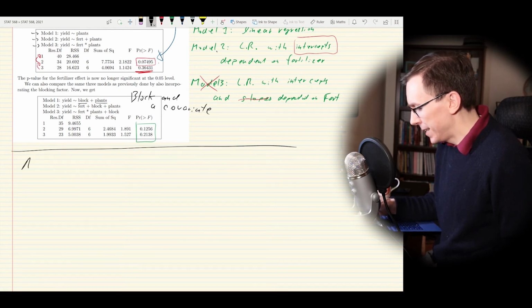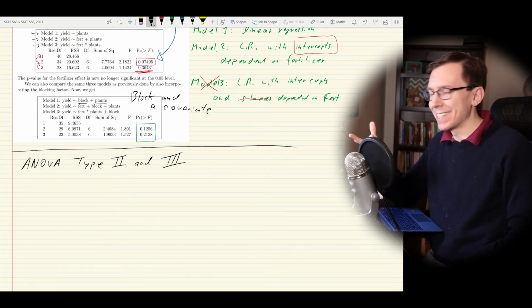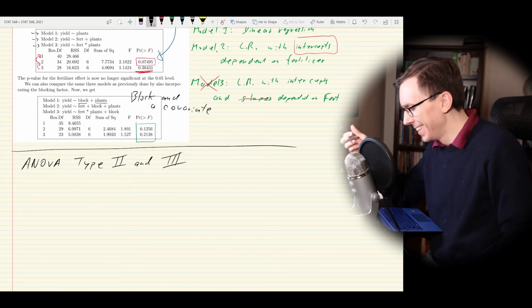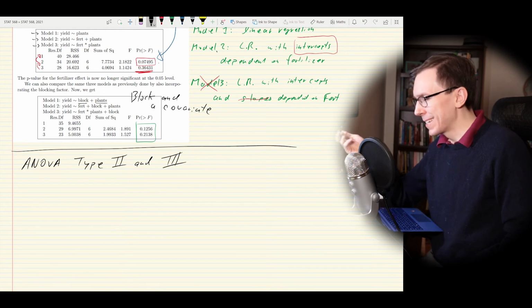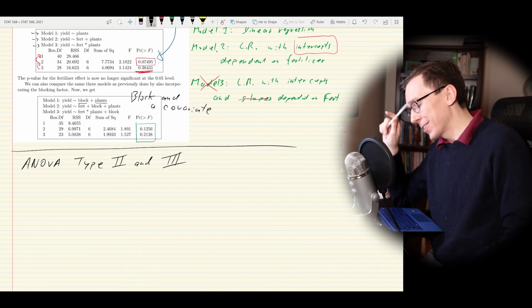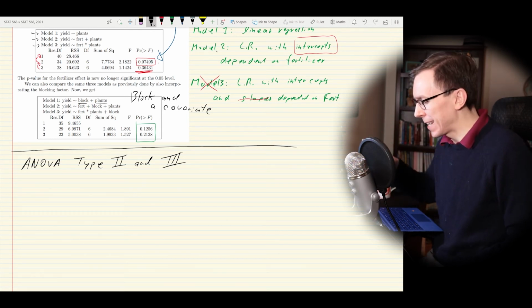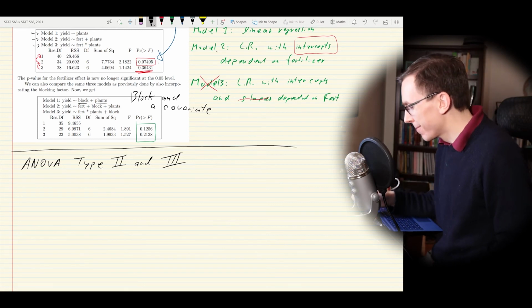So this section will be ANOVA type 2 and 3, which is just horrible terminology. Just like type 1 and type 2 errors. Whoever remembers which one is which? I don't. And sure enough, they thought, hey, we like type 1 and type 2 errors so much, why don't we have type 2 and type 3 ANOVA?